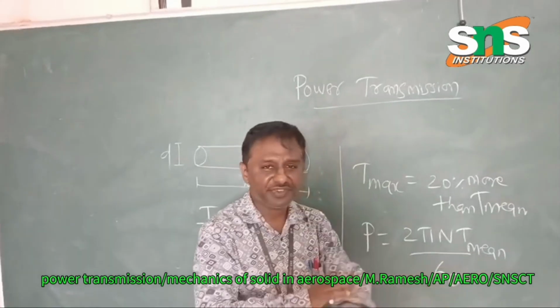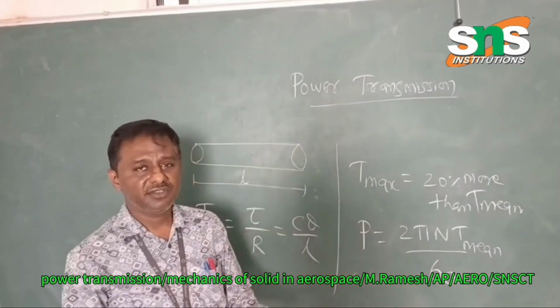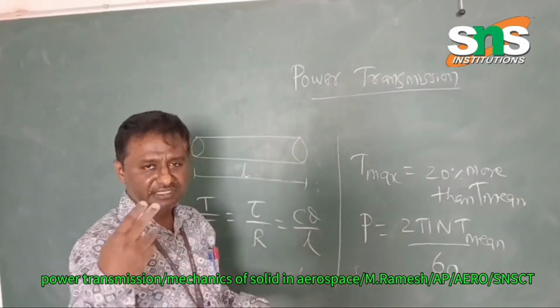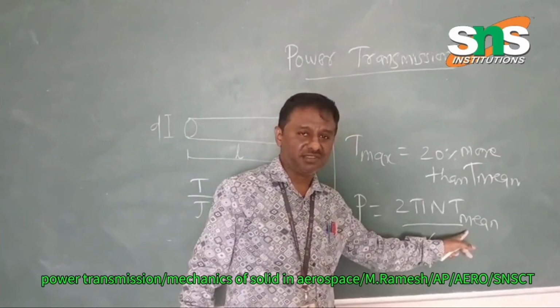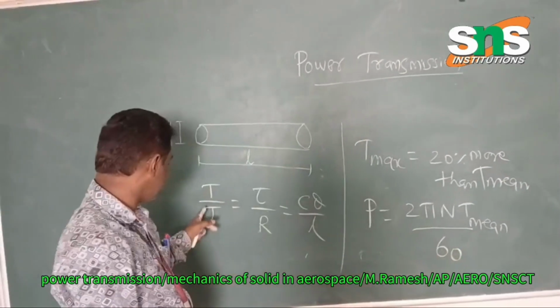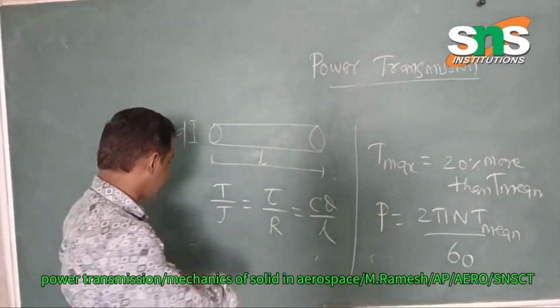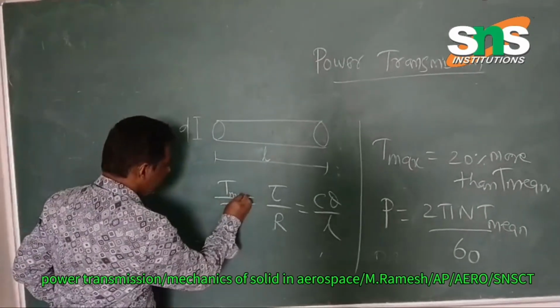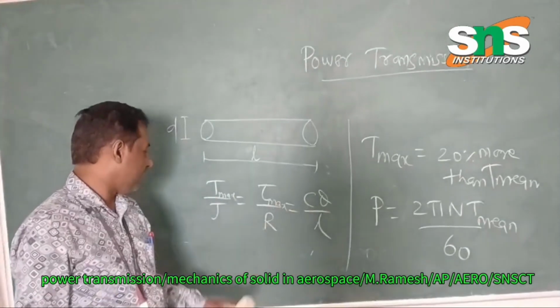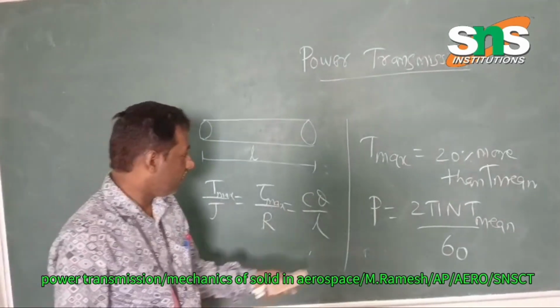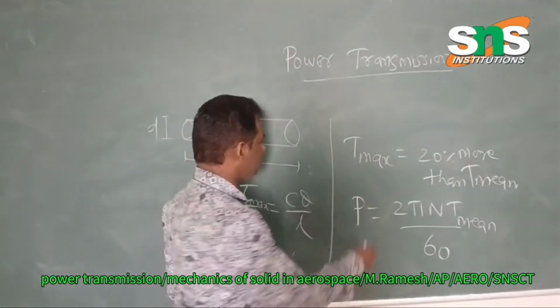If it is classified as maximum and mean torque, now we are having two different torques. We should apply only mean torque here, not maximum torque. But we have to always use the T max. So if it is T max, like that you can apply. Okay, so I am going to find how this T max.